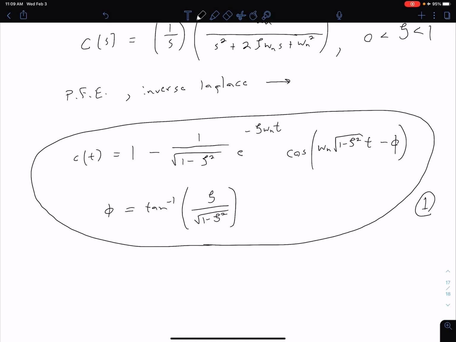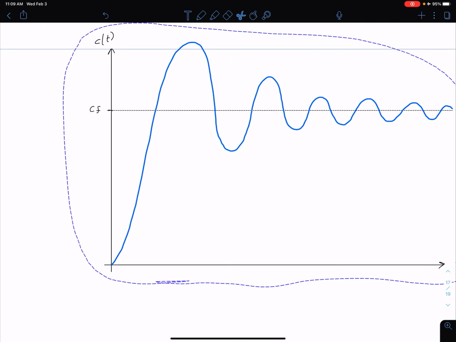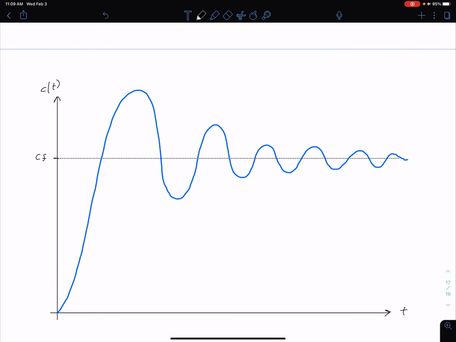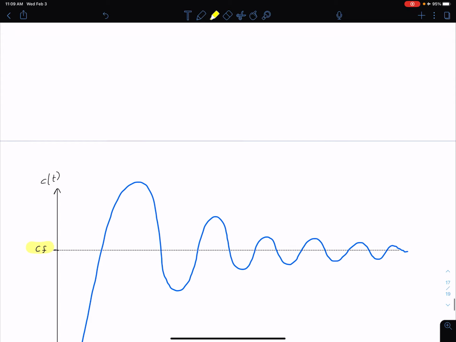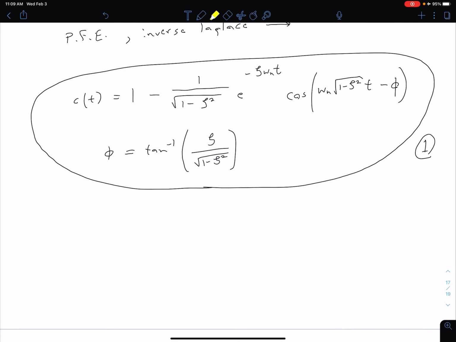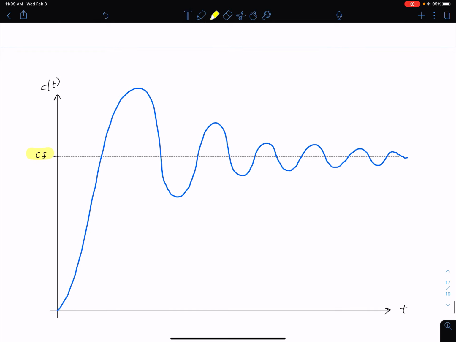Let's think back to what our response looks like for our second order underdamped system. As we've seen in a previous video, it's going to look something like this. Here we have C of t versus time, and I've indicated our final value C of S. For a unit step input, our final value is going to be 1, and we can see from this equation that as t goes to infinity, that term eventually goes away and we're left with just 1. But to keep this general so we can scale it up to other inputs, we're just going to leave this as C of S so we can expand the equations we're going to come up with.